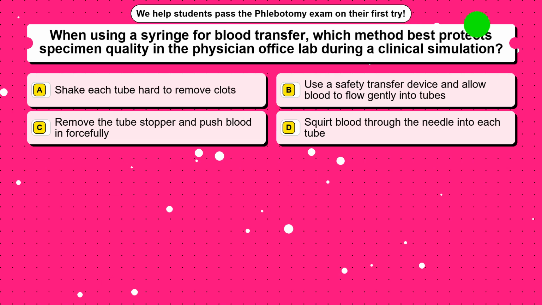Question 56. When using a syringe for blood transfer, which method best protects specimen quality in the physician office lab during a clinical simulation? Option A. Shake each tube hard to remove clots. Option B. Use a safety transfer device and allow blood to flow gently into tubes. Option C. Remove the tube stopper and push blood in forcefully. Option D. Squirt blood through the needle into each tube.